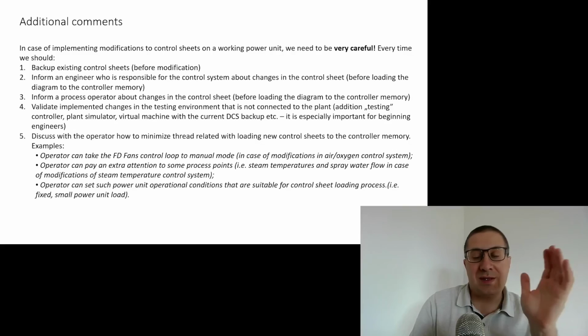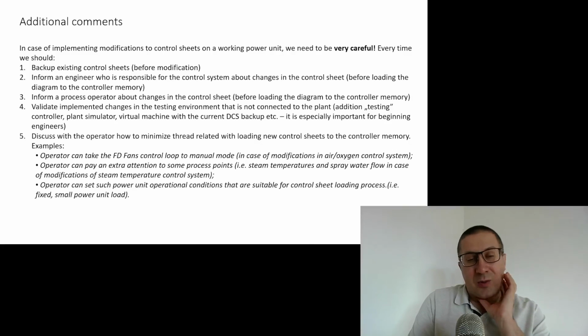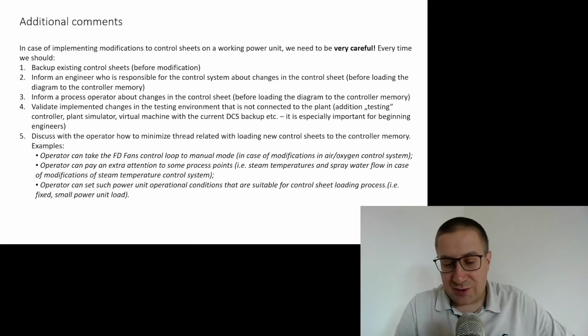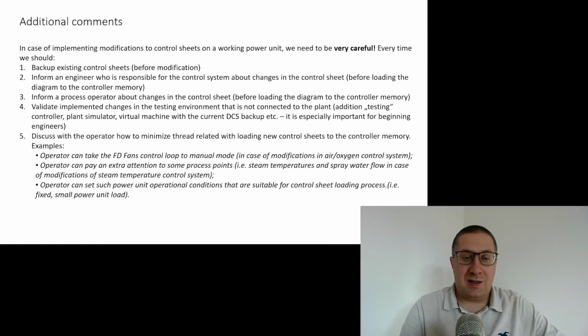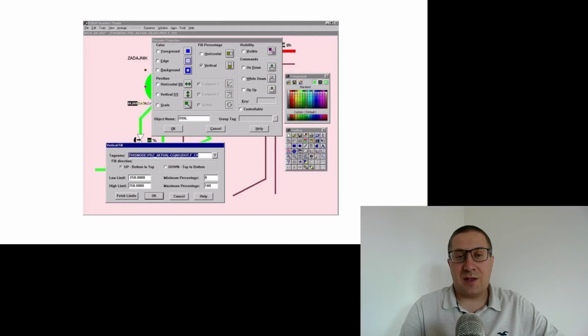So we should always cooperate with operators, with dispatchers. At the end of the day, they must trust us. They must trust our AI algorithms if we would like to have a successful implementation. So it's always good to discuss things with the operator.